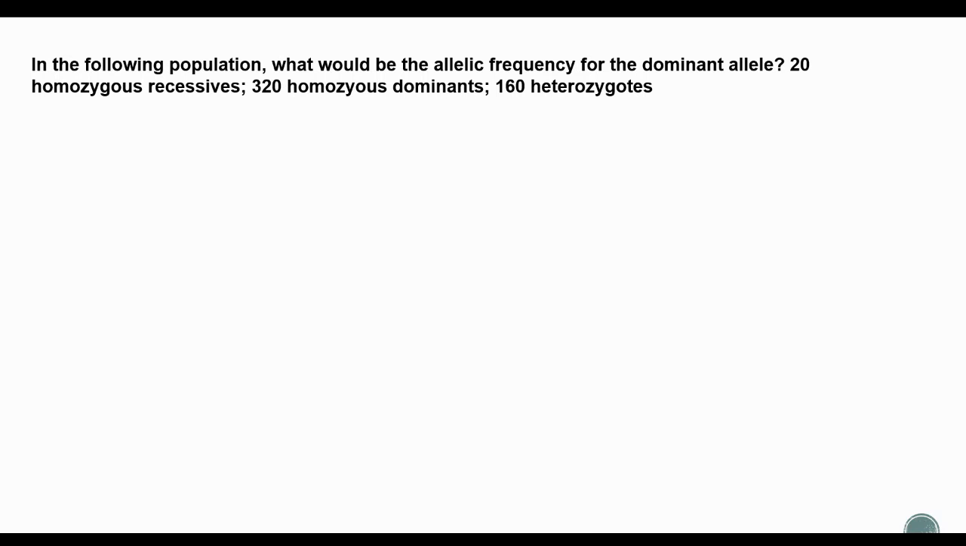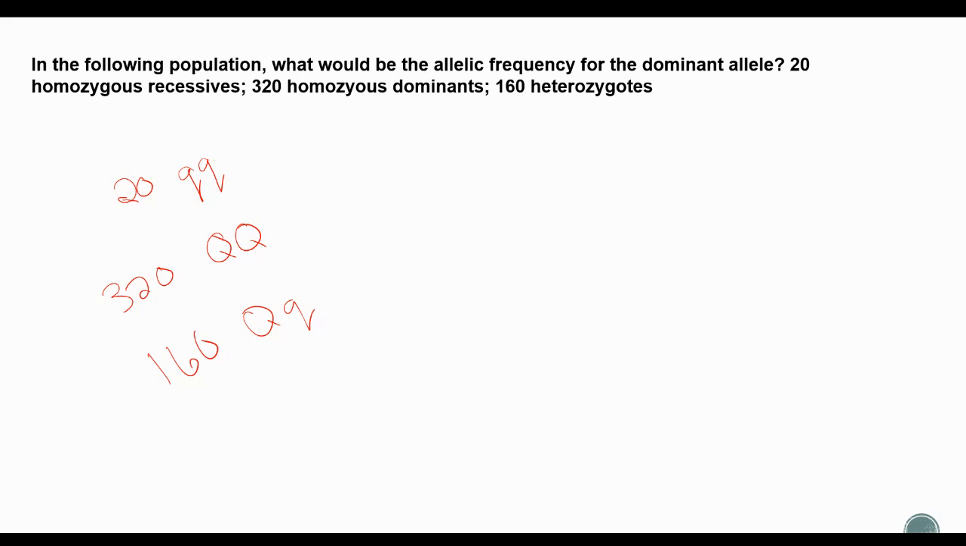All right, so just to get us started with something basic, to go back to that term gene pool: in the following population, what would be the allelic frequency for the dominant allele? We have 20 homozygous recessives. Let's use big Q and little q. So our 20 homozygous recessives are little q, little q. We have 320 homozygous dominants, so that's big Q, and 160 heterozygotes, big Q, little q.